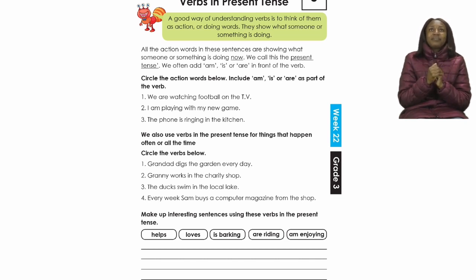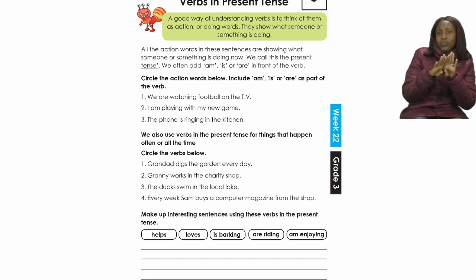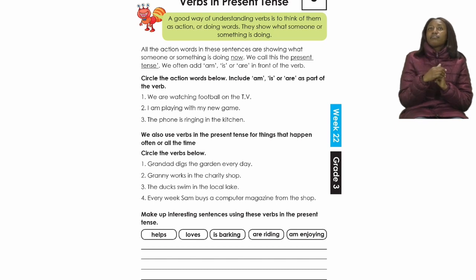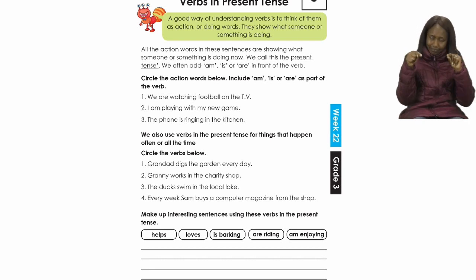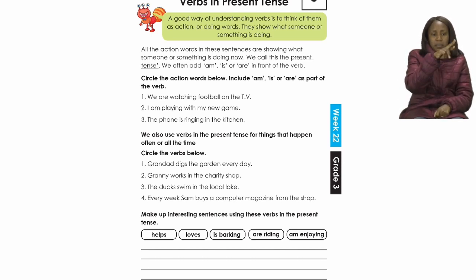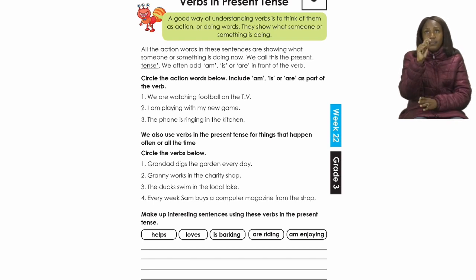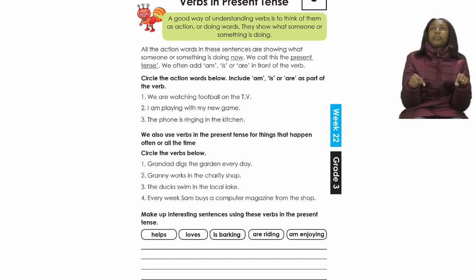It says, a good way of understanding verbs is to think of them as actions or doing words. They show what someone or something is doing. This we already knew. But now when we're changing them to present tense, it says all the action words in these sentences are showing what someone or something is doing right now, at the moment. We call this the present tense. So when something is happening at the moment or right now, we say it is in the present tense.